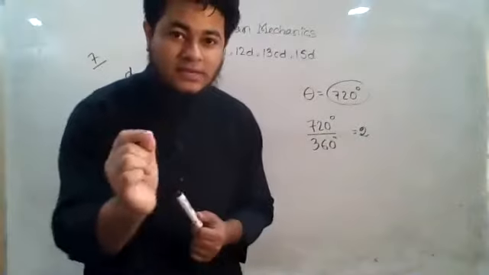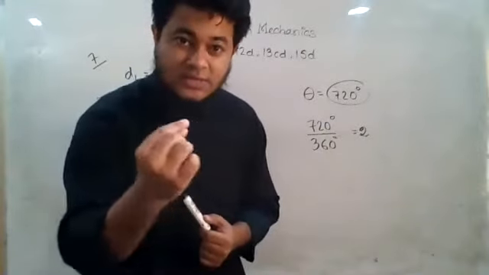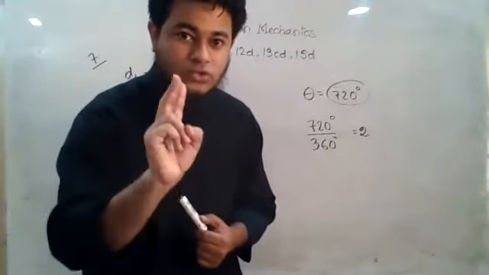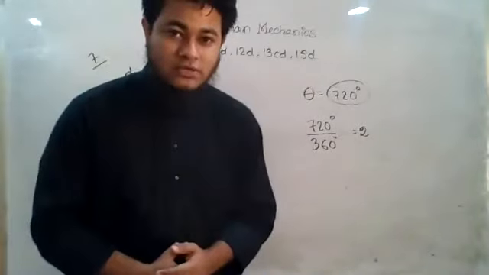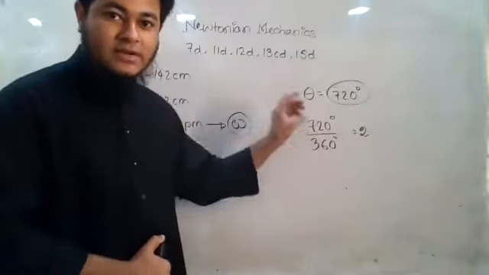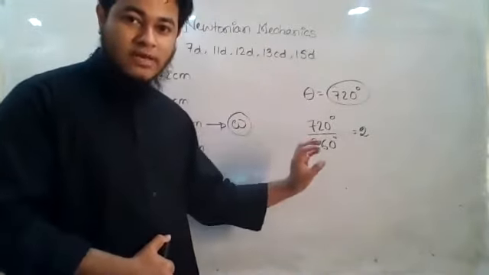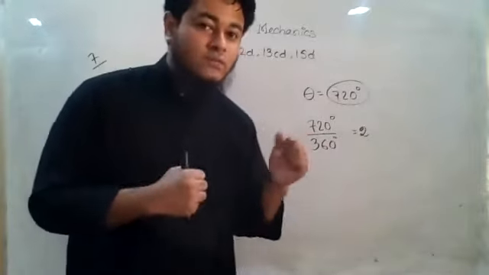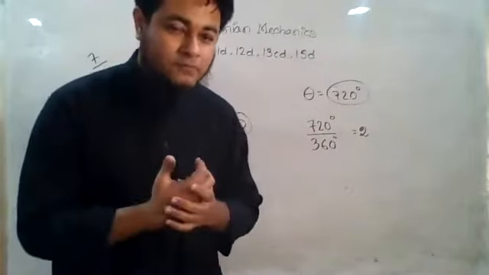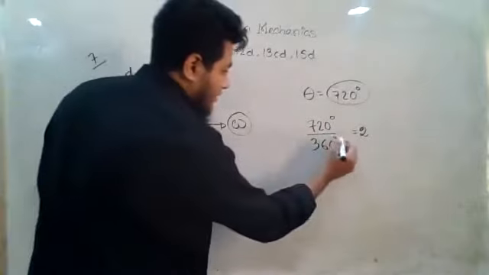That means it completed 1 rotation, 360 degree, and again another 360 degree. So 2 times it rotated, and that is why the angle is 720 degree, right? So I can divide the angular displacement by 360 degree and find out the answer, right? Now here we are not dealing with degree, we are dealing with radian. Do you know what is radian?